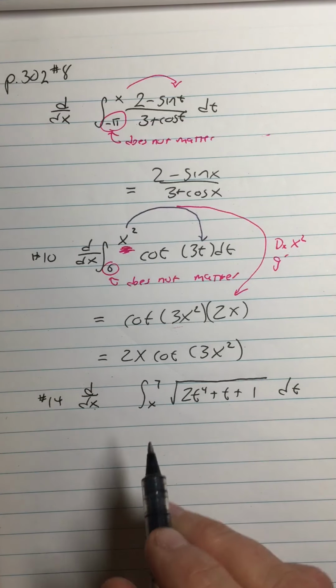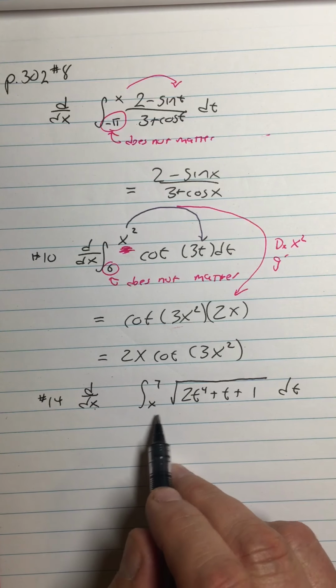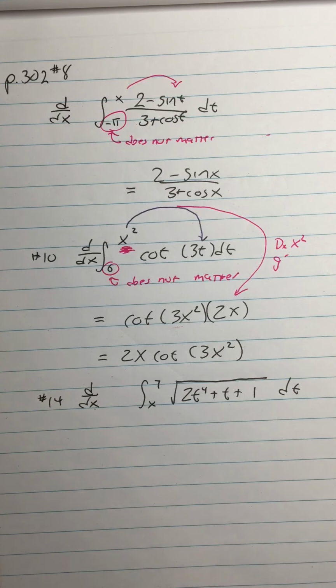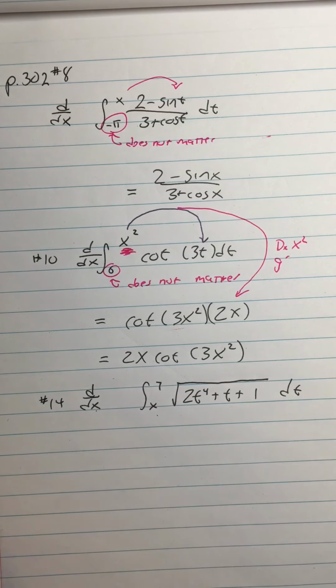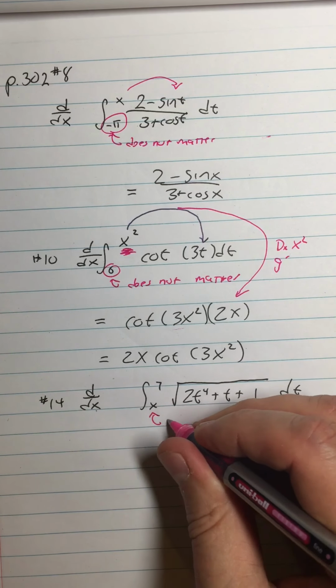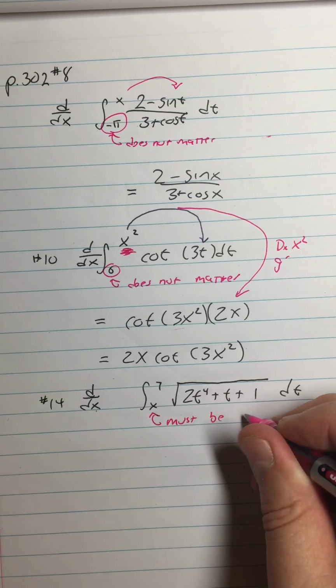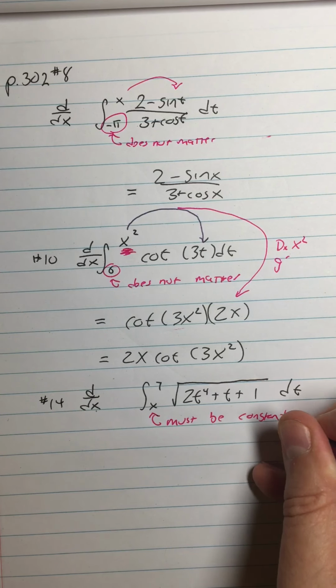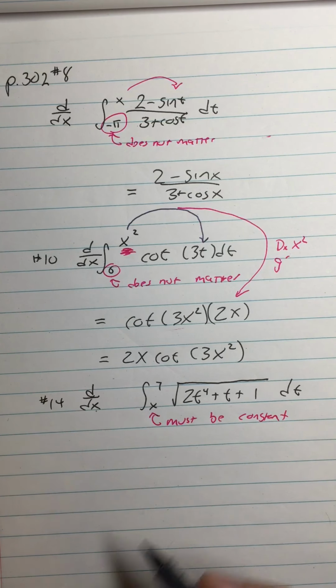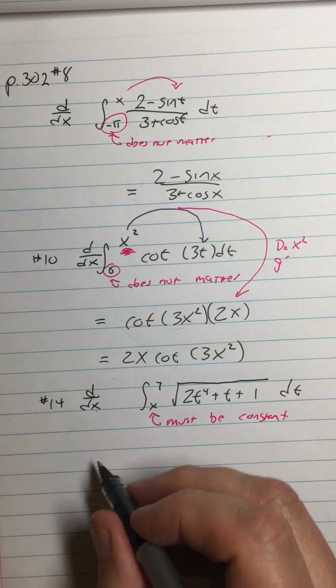All right, but what's different? This time the x is on the bottom. Can I just ignore the x down there? No. To use the theorem, it has to be a constant on the bottom. So this must be a constant, but it's not. So what are we going to do? What we do is we can do this with integrals.